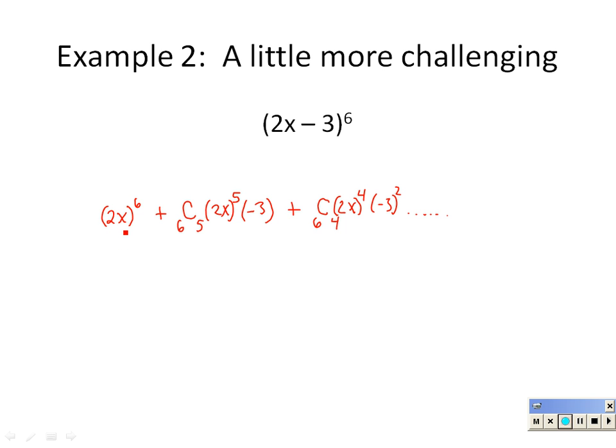So I have to do 2x to the 6th power. Now, let's use the power rule here. If I do 2 to the 6th power, that's going to be 64. And then x to the 6th is just x to the 6th. Plus, now using my calculator here, a combination of 6 and 5 would give me 6. Now 2x to the 5th power, once again using our power rule, we get 32x to the 5th. I'm going to keep those parentheses on there so it doesn't look like it's 632, because it's not. It's 6 times 32. And then we have our negative 3 also.